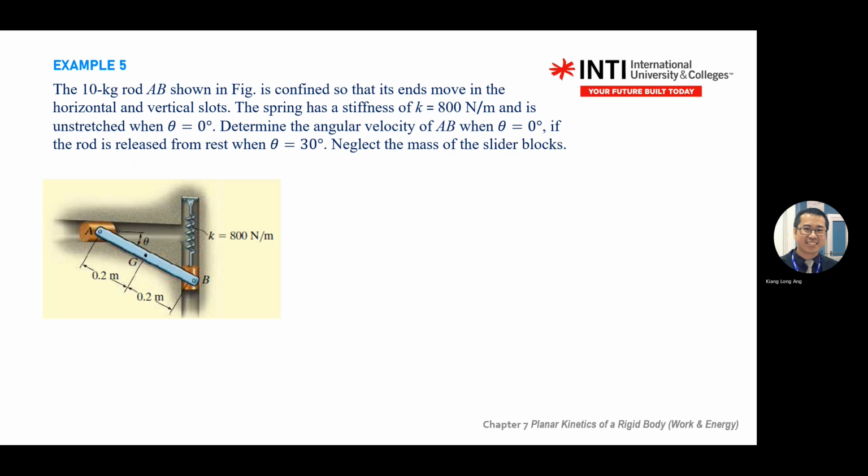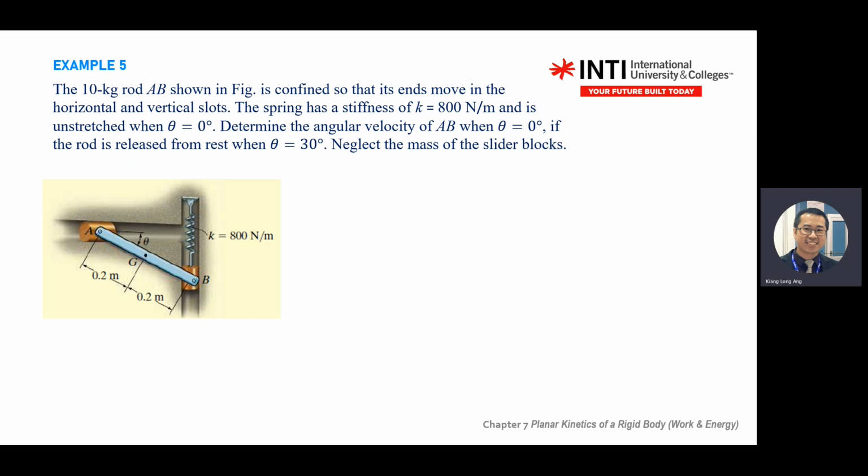Okay. So you look at the statement. The mass of AB was given, so you know that the focus is on AB, and AB is a rod. So in the table for moment of inertia, you look for the rod. Then it is confined at the ends to move in the horizontal and vertical slots. The spring has stiffness k and is unstretched when theta equals 0. So theta is here. When theta is 0, it is like this. So you know that unstretched is this one, but the diagram shows you longer.